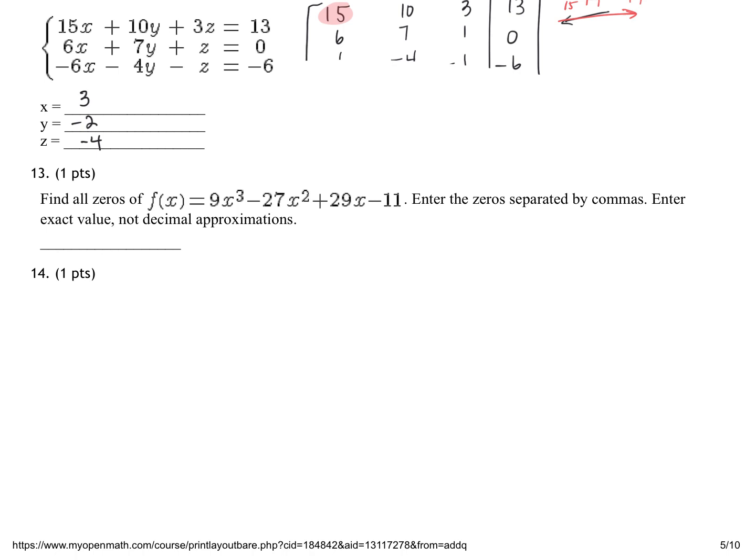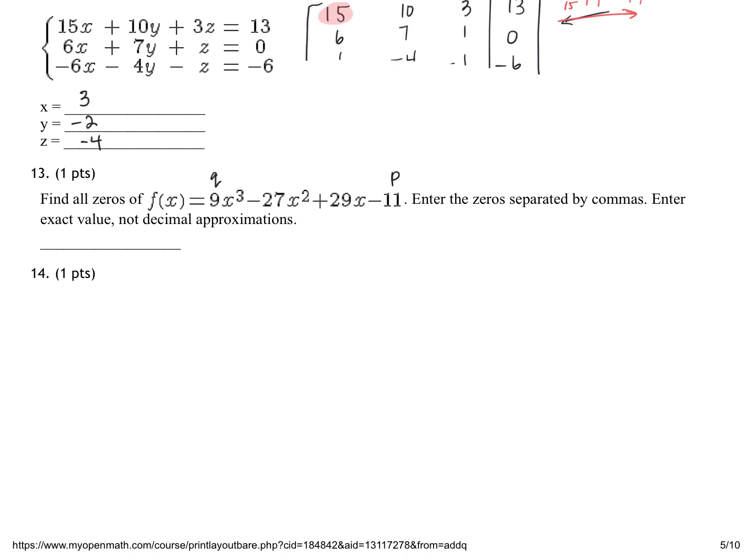So find all zeros of f of x. Enter the zeros separated by commas. Enter exact value, not decimal approximations. Okay, so this one, you're being asked to use your P over Q. I think this is actually one from your previous test, so this is one of the review problems. But you'll be asked to find P over Q. So your P is 11 and your Q is 9. So you'll find all factors of P over all factors of Q. And you'll make a list and then you'll figure out which one works.